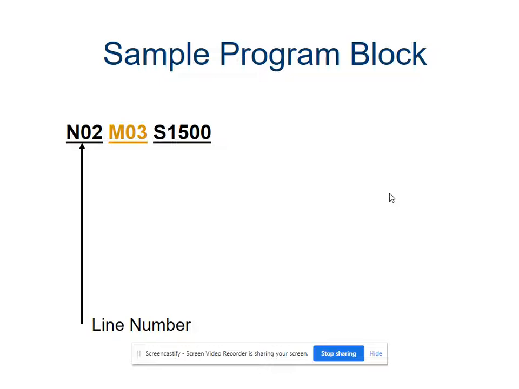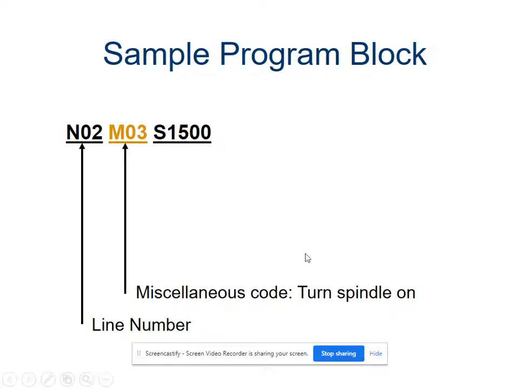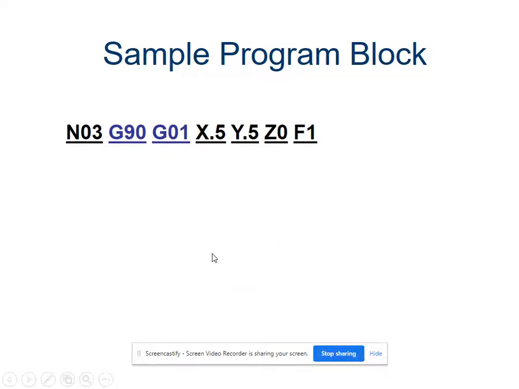Now notice, between the letters and the numbers, there's no space. One of the mistakes that I see students make quite a lot when we're programming by hand is they put a space between the N and 0, or between the M and 0, or between the S and the 1. You don't put a space between those things. So it's the letter, then whatever the command is after that. So here is our miscellaneous code. Turn the spindle on. Here's our spindle speed.